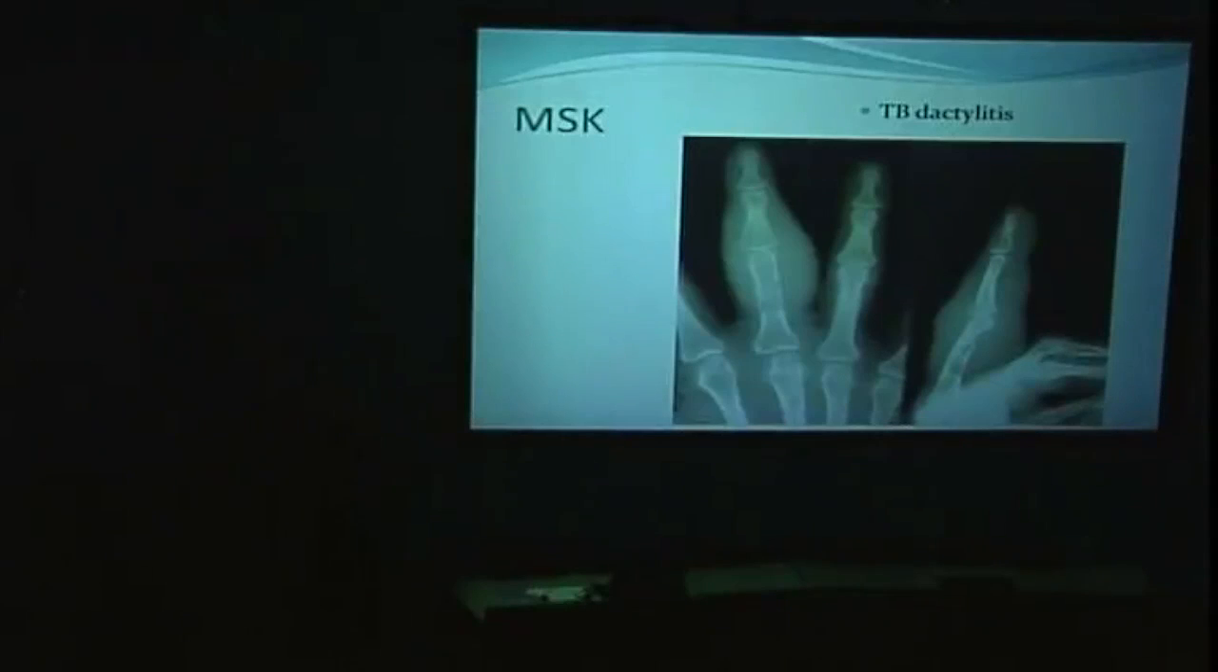Dactylitis is a similar process involving the phalanges. It's diffuse, with some cortical destruction, a diffuse lytic lesion, and a large soft tissue component as well.